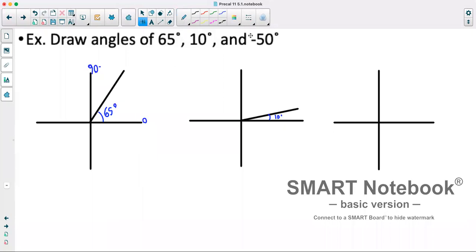Next one is -50. So that's an angle in a negative direction. So we won't be up here, we will be down here. And 50 is roughly half of 90, so we should be just over the halfway mark. So this would be our angle of -50.